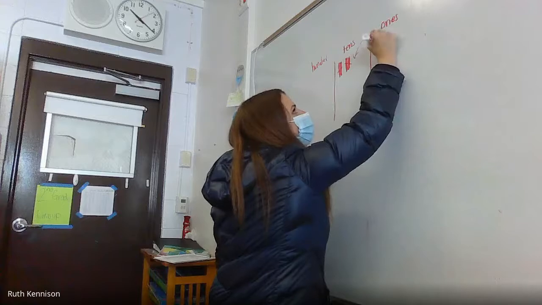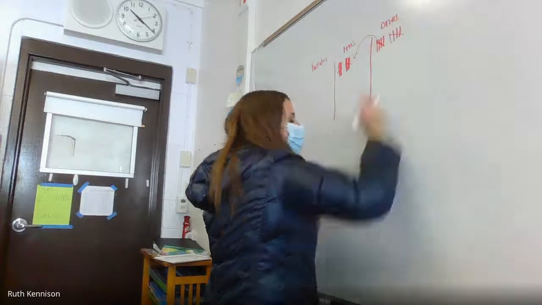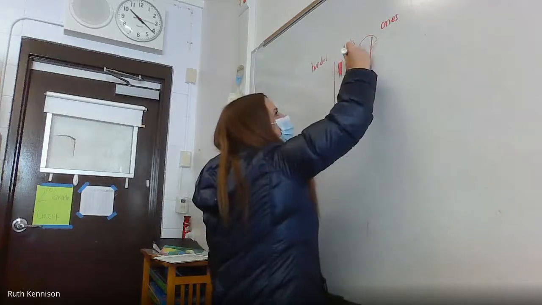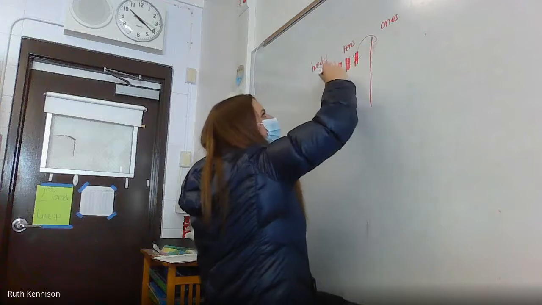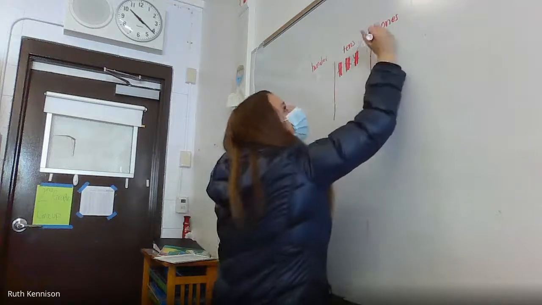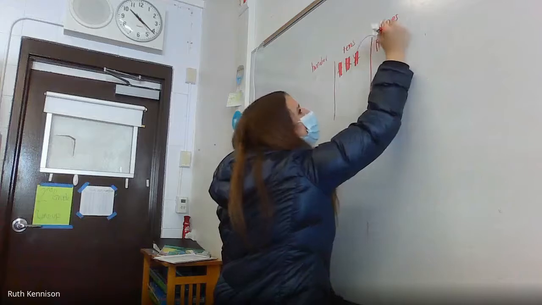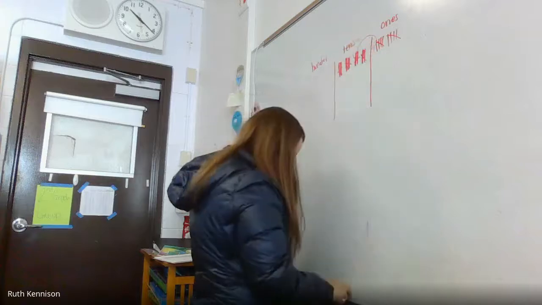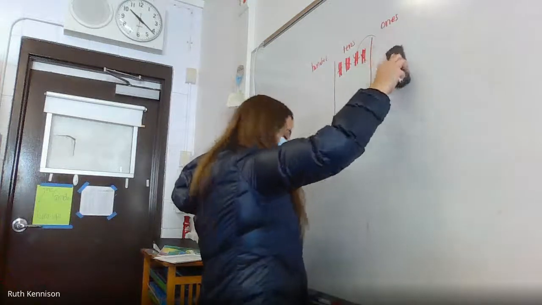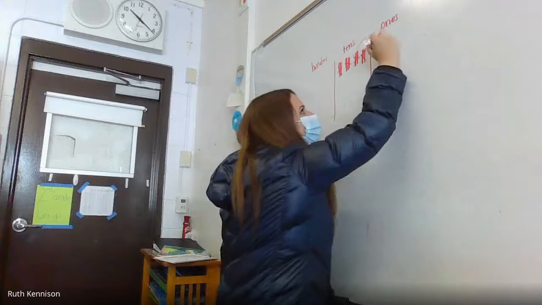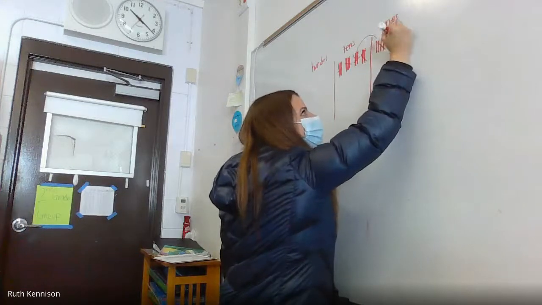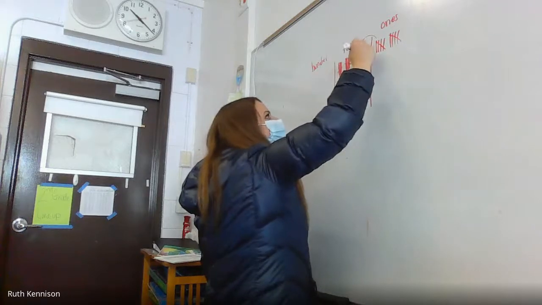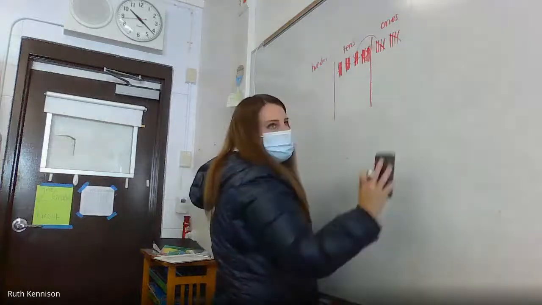1, 2, 3, 4, 5, 6, 7, 8, 9, 10. We move that on over into our bundle. Now we've got 3 groups of 10, which is 30, 10, 20, 30. 1, 2, 3, 4, 5, 6, 7, 8, 9, 10. We move that on over. Now we've got 4 groups of 10, which is 40. 1, 2, 3, 4, 5, 6, 7, 8, 9, 10. Move that on over. Now we've got 5 groups of 10, which is 50.